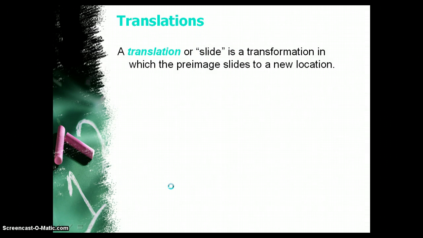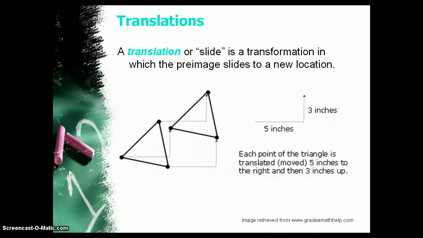So, translations. What is a translation? Well, it's also called a slide, and it's a transformation in which the pre-image slides to a new location. So if we look here at these pictures, the picture on the left, the triangle here, is our pre-image. It slides over and up to a new location of the image, and that slide was represented by shifting 5 units to the right and 3 units up.